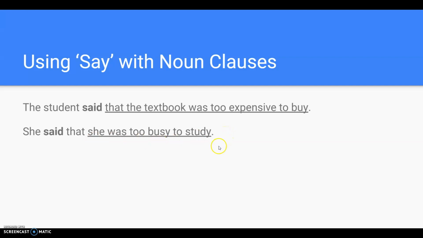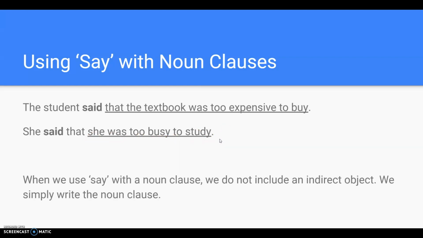to study. So the pattern here is that when we use say with a noun clause, we do not include an indirect object. We simply write the noun clause. So in other words, after the verb say, we just write the noun clause.